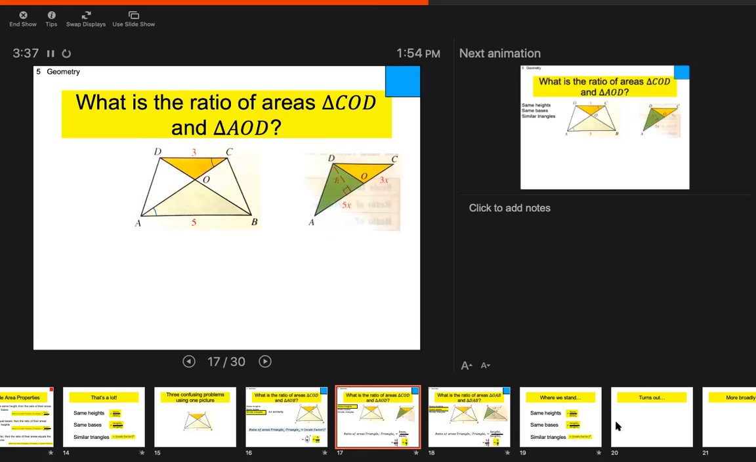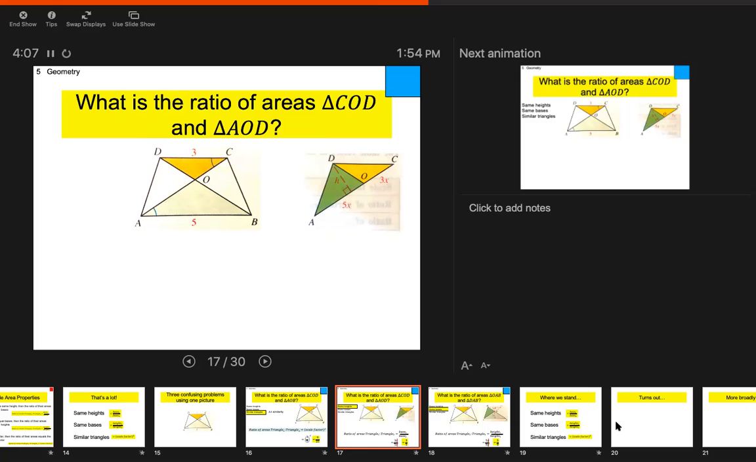Okay, so is this similar triangles, same heights, or same base? Same height. Well, if we do COD, that would be the yellow one to the green one. And by the way, that comes from right here. Now we're going from this to that. So same what? Height. Look at your sheet. What do we do if it has the same height?